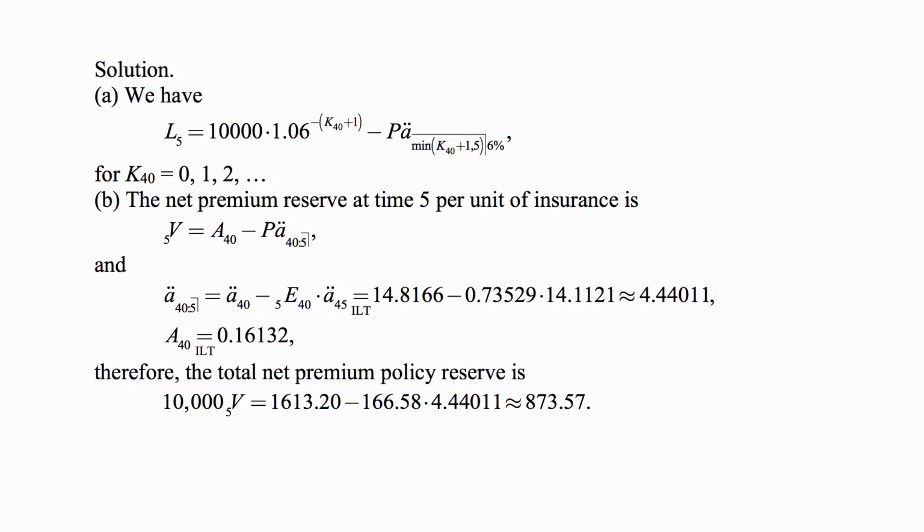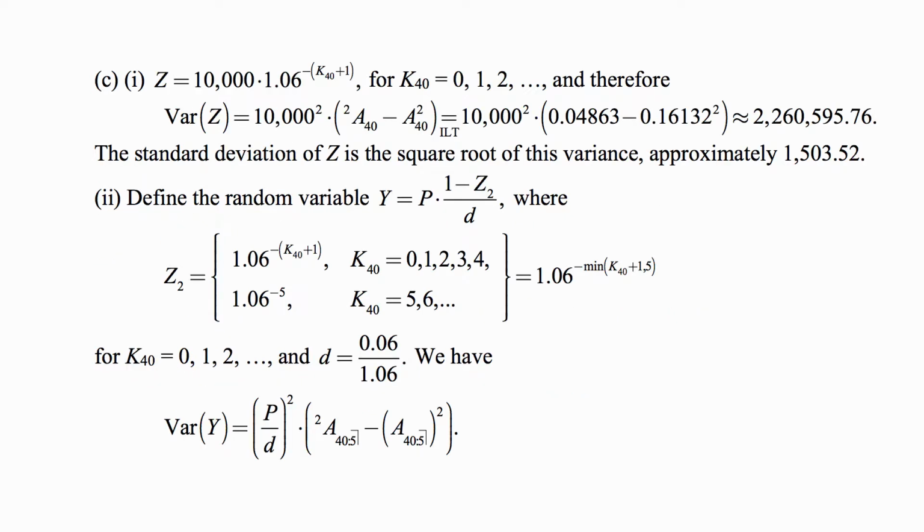And then the value is 873.57. For part C, the present value of death benefit is 10,000 times 1.06 to the minus (K40 plus 1), the whole quantity with a minus sign in front, for K40 being the number of whole years lived.